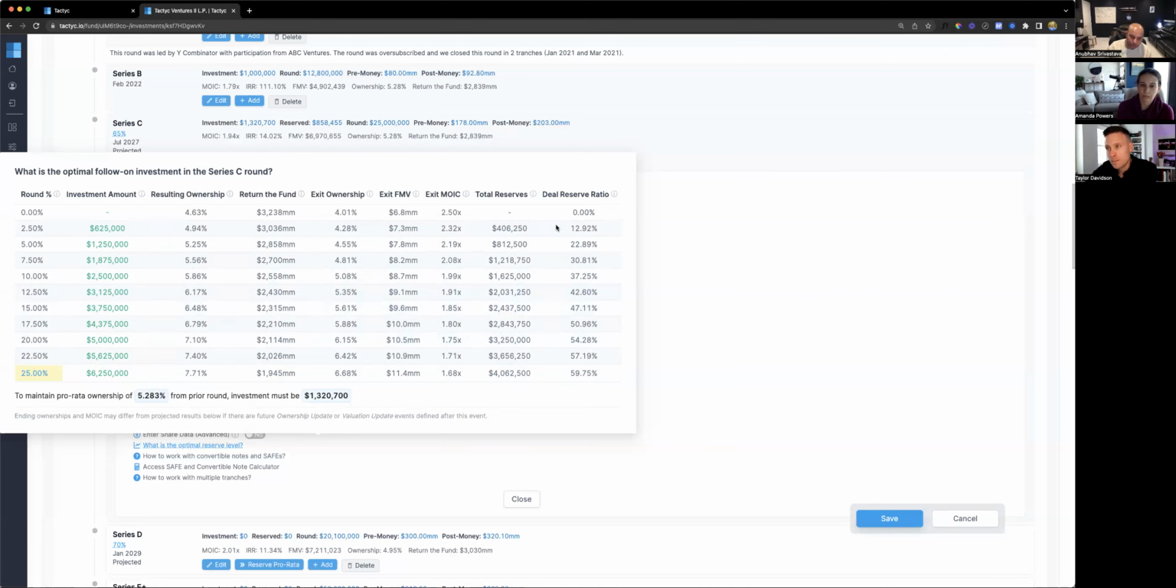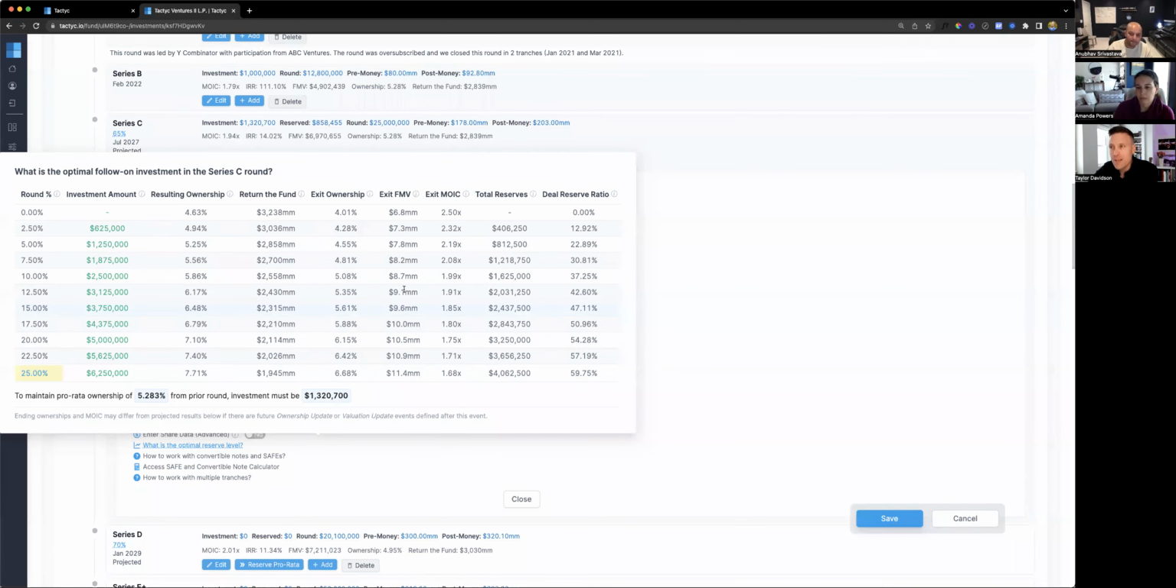The final metric we show here is a deal reserve ratio, which is, forget the fund, what is the amount that I'm reserving for this particular company, and what is the reserve ratio for just this deal? The reason we want to show that is opportunity cost. If you are far exceeding the reserve ratio here compared to your fund's reserve ratio, that effectively means you might be taking capital away from another company. If I have a 75% reserve ratio here for a particular deal, and my fund reserve ratio is only 50%, that means I've probably eaten into the capital from another deal.